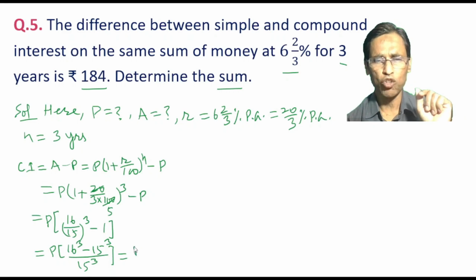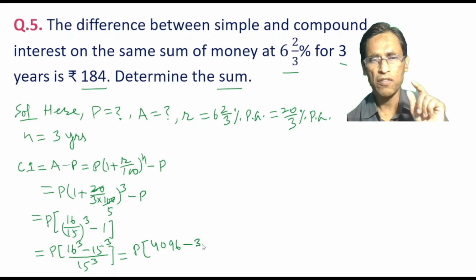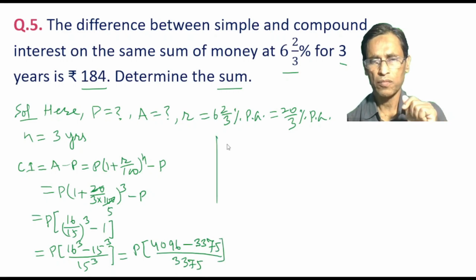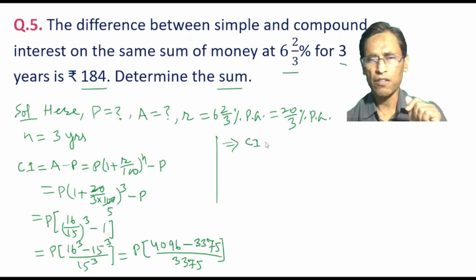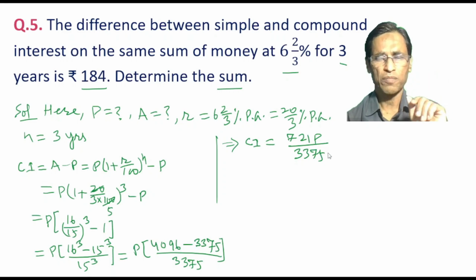The value of 16 cube is, P will be as it is, 4096 minus 15 cube means 3375, and then 3375. Now the CI will be equal to 4096 minus 3375 gives 721, and P. In the denominator 3375. It is the compound interest in terms of P.